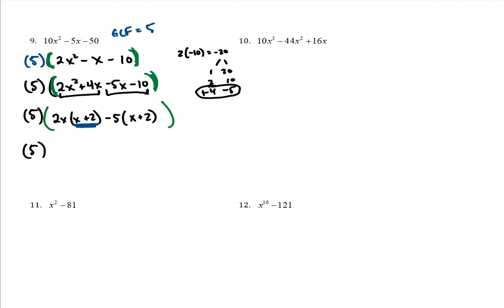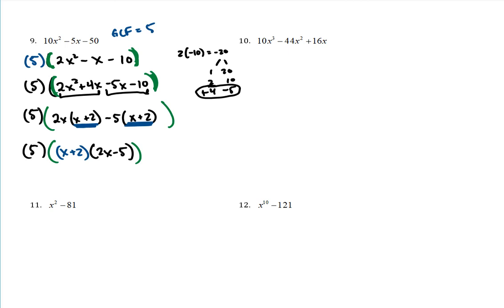Let me go ahead and underline this x plus 2 and this x plus 2 are in common inside the green parentheses. And let's go ahead and just keep the green actually for organization. So x plus 2 and x plus 2 is in common, so that means I could factor it out. And then I'm left with 2x minus 5 in my other binomial like that.